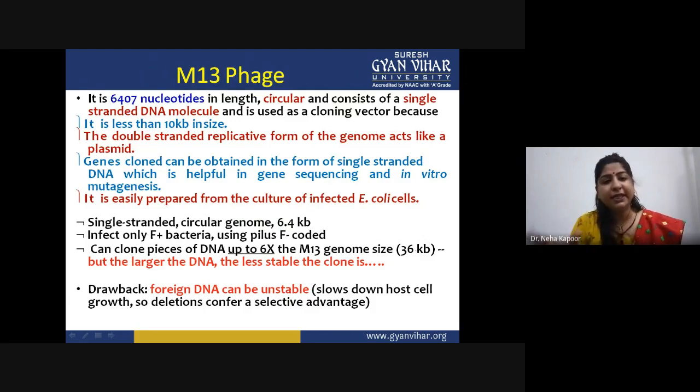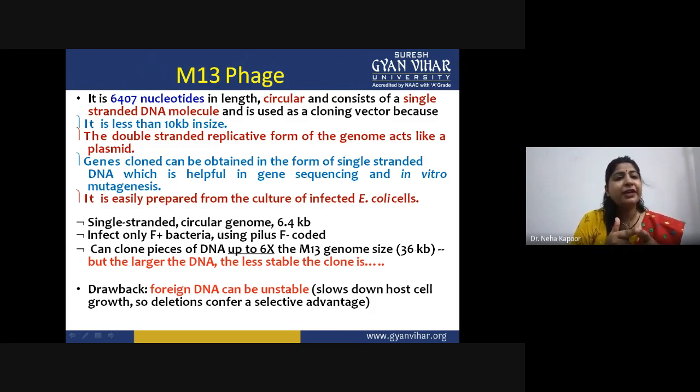Now comes M13 phage. The M13 phage genome size is quite small as compared to the lambda phage. Lambda phage was around 49 kilo base pair in length, whereas this is around 6.5 kb, that means 6,407 nucleotides in length. It is circular and consists of single-stranded DNA, and it is being used as a cloning vector because its size is less than 10 kilo base pair. So this is appropriate to be used as a cloning vector.